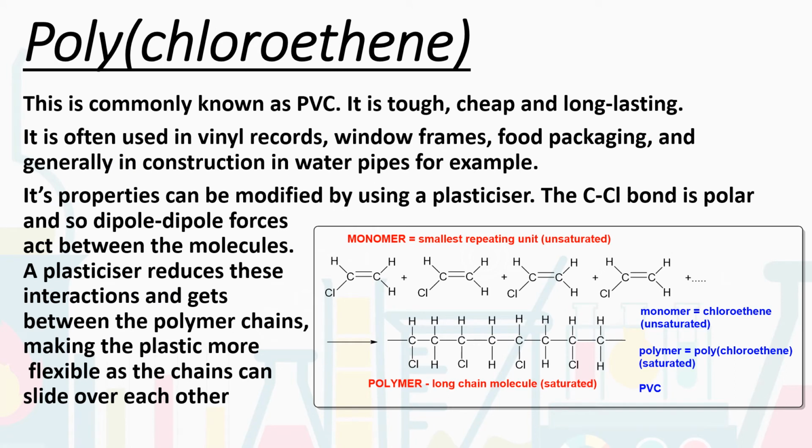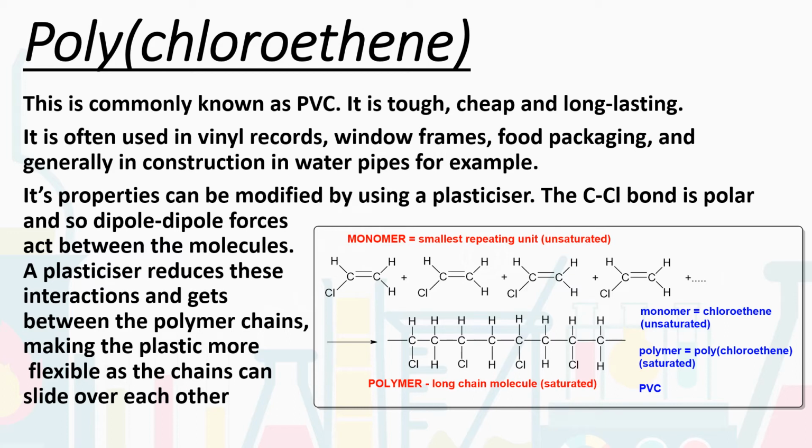So one of the monomers that we saw earlier was this one shown in the bottom right, and the polymer that this makes is called polychloroethene. It's commonly known as PVC, which stands for polyvinyl chloride. It's very tough, it's cheap, and it's long lasting. And it has many different applications. It's used in vinyl records, window frames, food packaging, construction, water pipes, for example.